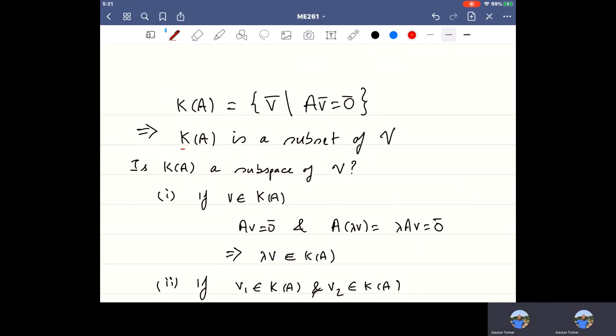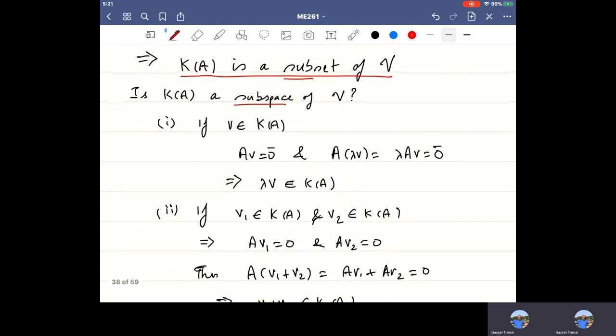Now, kernel of A is a subset of V that we know, but can we say whether it's a subspace? For that, we'll have to check those two properties that we had put. Both of them are essentially the closure properties. One with respect to scaling, another with respect to addition between the vectors of the set. So now let's say we take some vector v which belongs to K of A, and then we want to check whether lambda v also belongs to K of A. That's what we want to check.